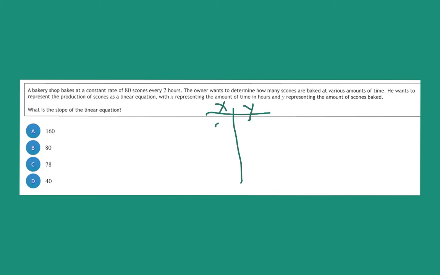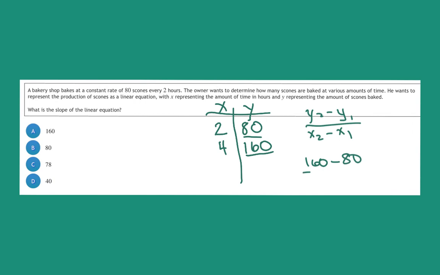So the hours are 2 and the scones would be 80. So when the hours are 4, the scones would be 160. Then I can take the second y and subtract the first y from it. And I can take the second x and subtract the first x from it. Here's my second y. Here's my first y. Here's my second x. Here's my first x.